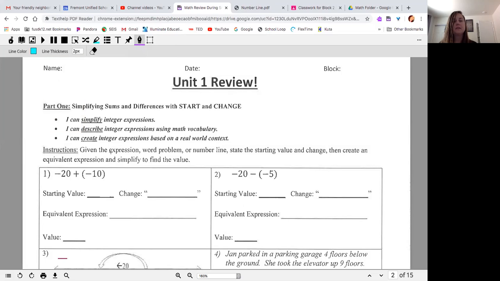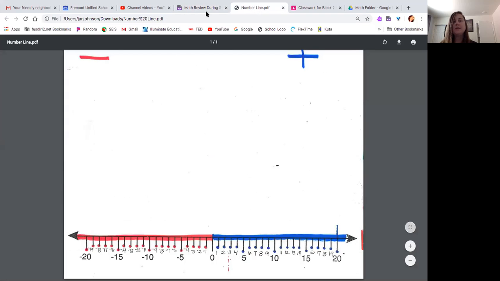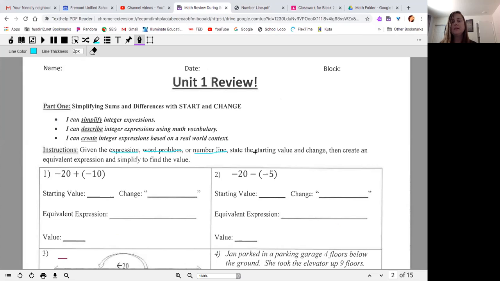Okay. So here we have expression, right, which is this. It's an example. It's the problem. Okay. Word problem with words, right? Number line. This is a number line if you can't remember. Now, starting value. Starting value will always be the first number in our expression for page 1. Okay. Change. Change is what we're doing to the problem. Okay. What is the operation and what comes after that?